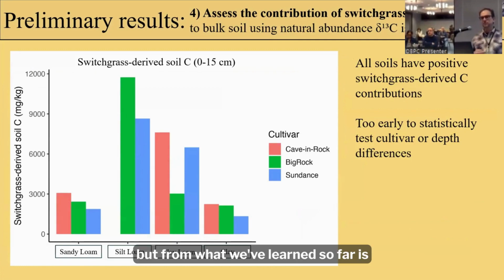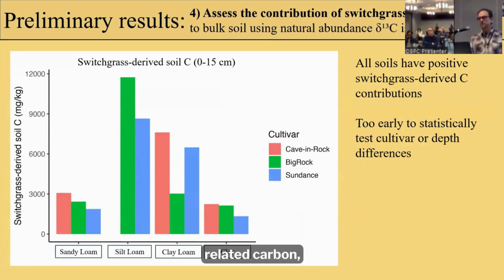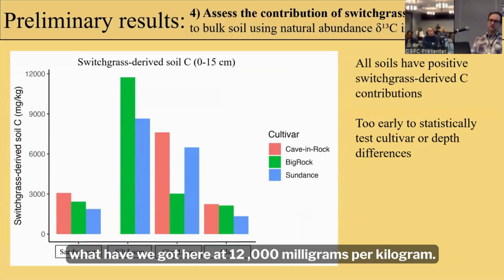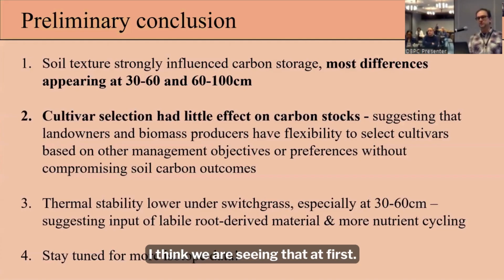But from what we've learned so far, the ones that are at the surface, yeah, we are starting to see these influences or these additions of switchgrass related carbon up to, what have we got here, 12,000 milligrams per kilogram. So we are seeing that enrichment and we are seeing that occurs.